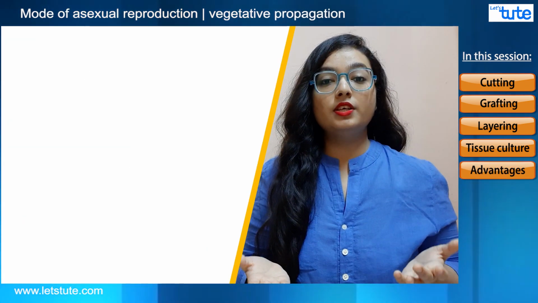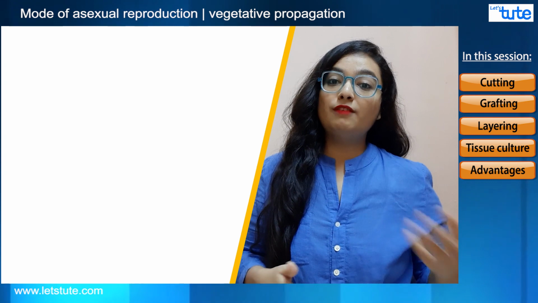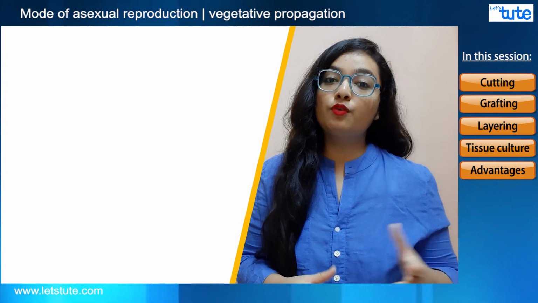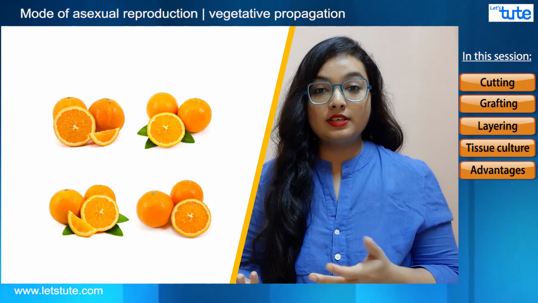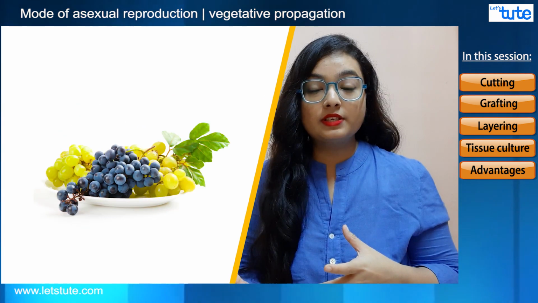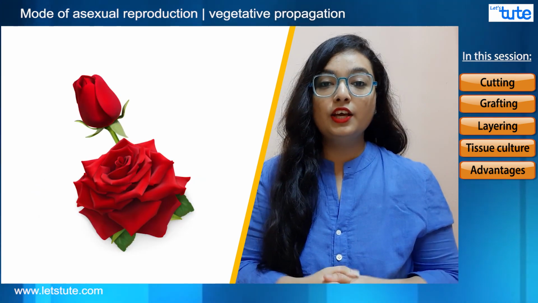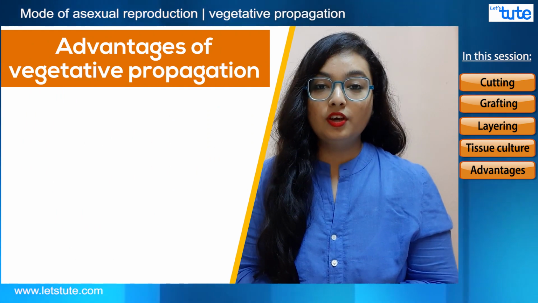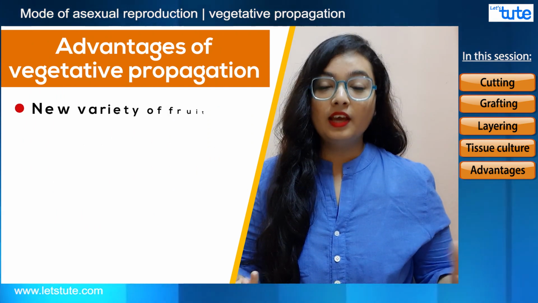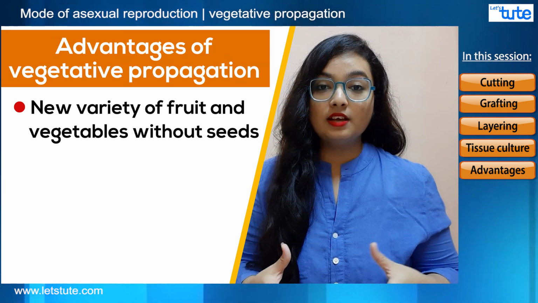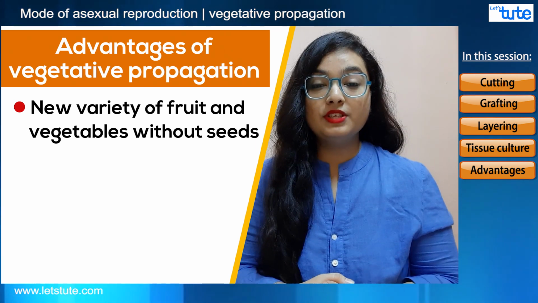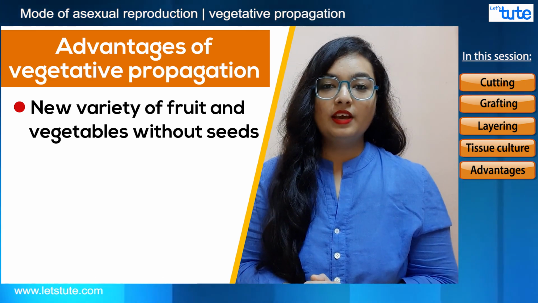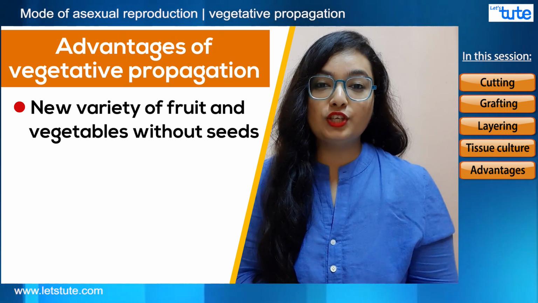Vegetative propagation is used mostly for the development of ornamental plants. It is also used for the growth of many fruits and vegetables like oranges, bananas, grapes, as well as many flowers like roses and jasmines. This process of reproduction also helps to produce new varieties of fruits and vegetables without seeds. Sometimes they grow better than the original fruit which is not being treated. These are some of the advantages of vegetative propagation.